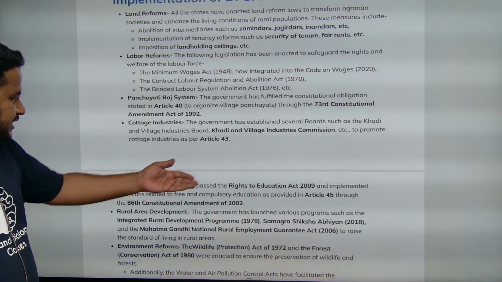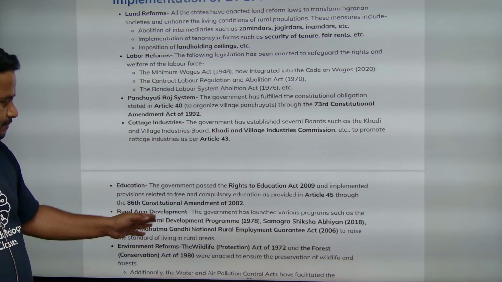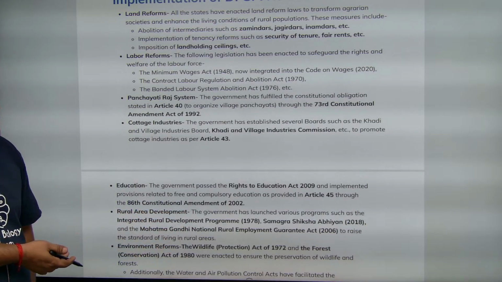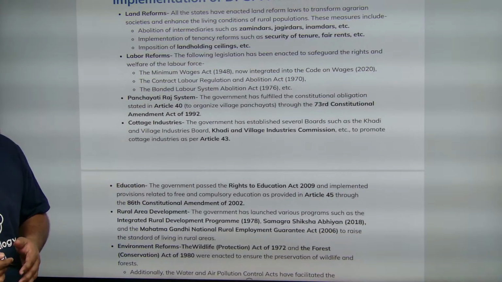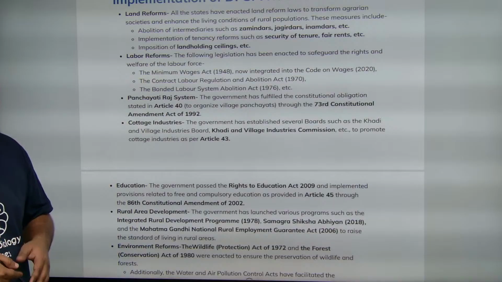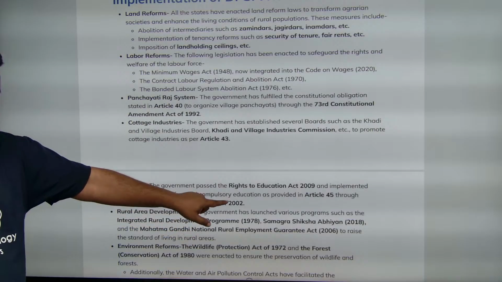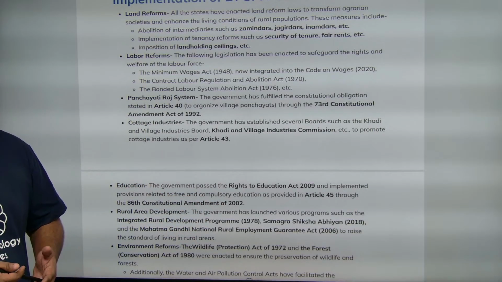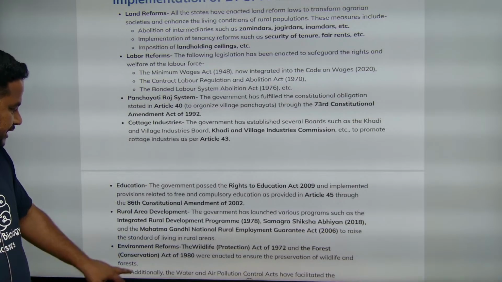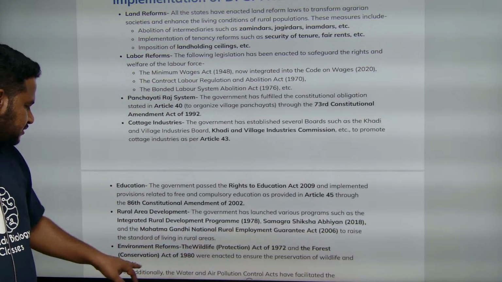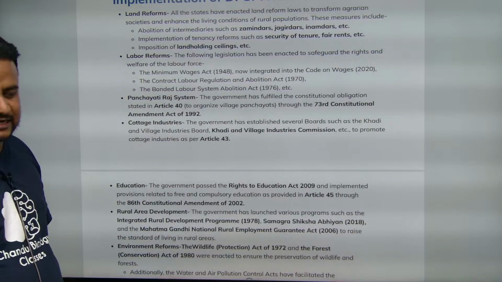Now, education, right to education and rural area development, so many acts were implemented. MGNREGA, that is the Mahatma Gandhi National Rural Employment Guarantee Act. I told you in one of the articles, you have to promote the SC and ST educational and economic interests. The Act provides employment for 100 days of work for manual labor, that is unskilled work. These are all the acts that were provided. And also environment reforms, the Wildlife Protection Act, the Forest Conservation Act, so many things I already told you. All these things I told you while discussing the articles itself.